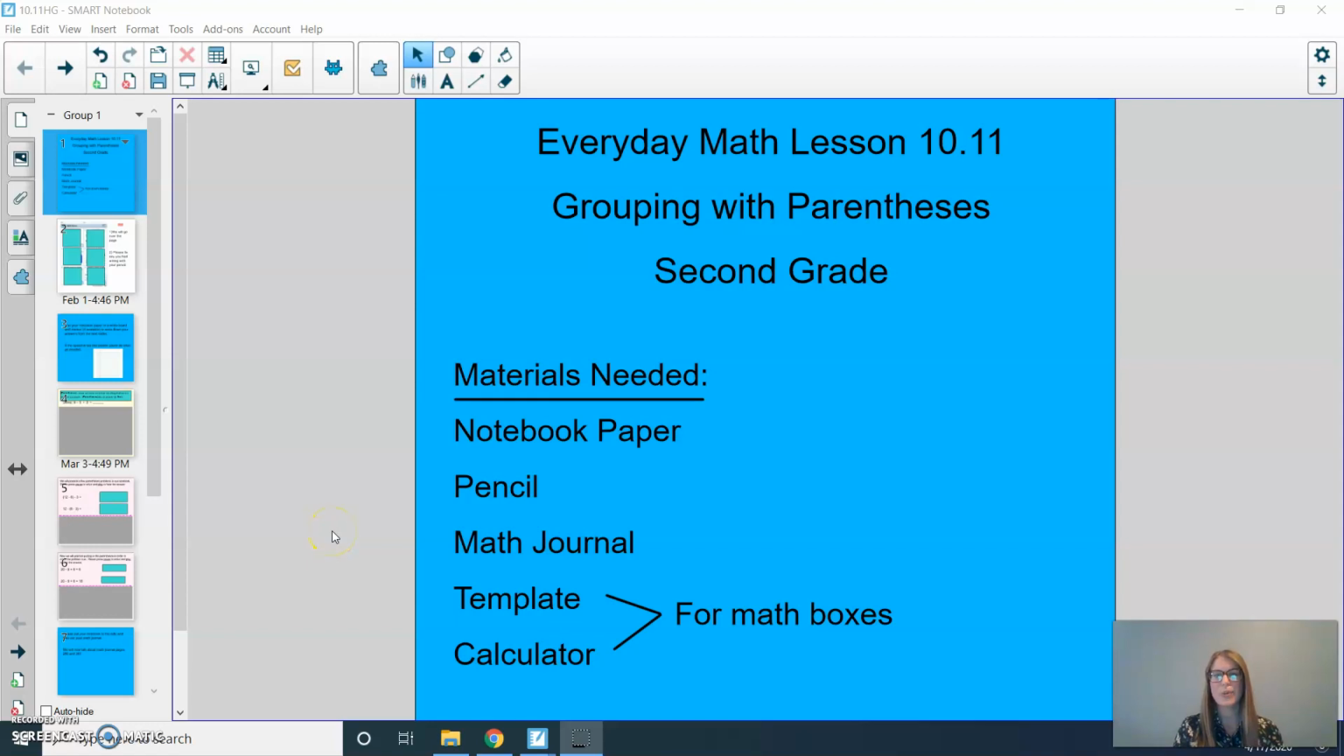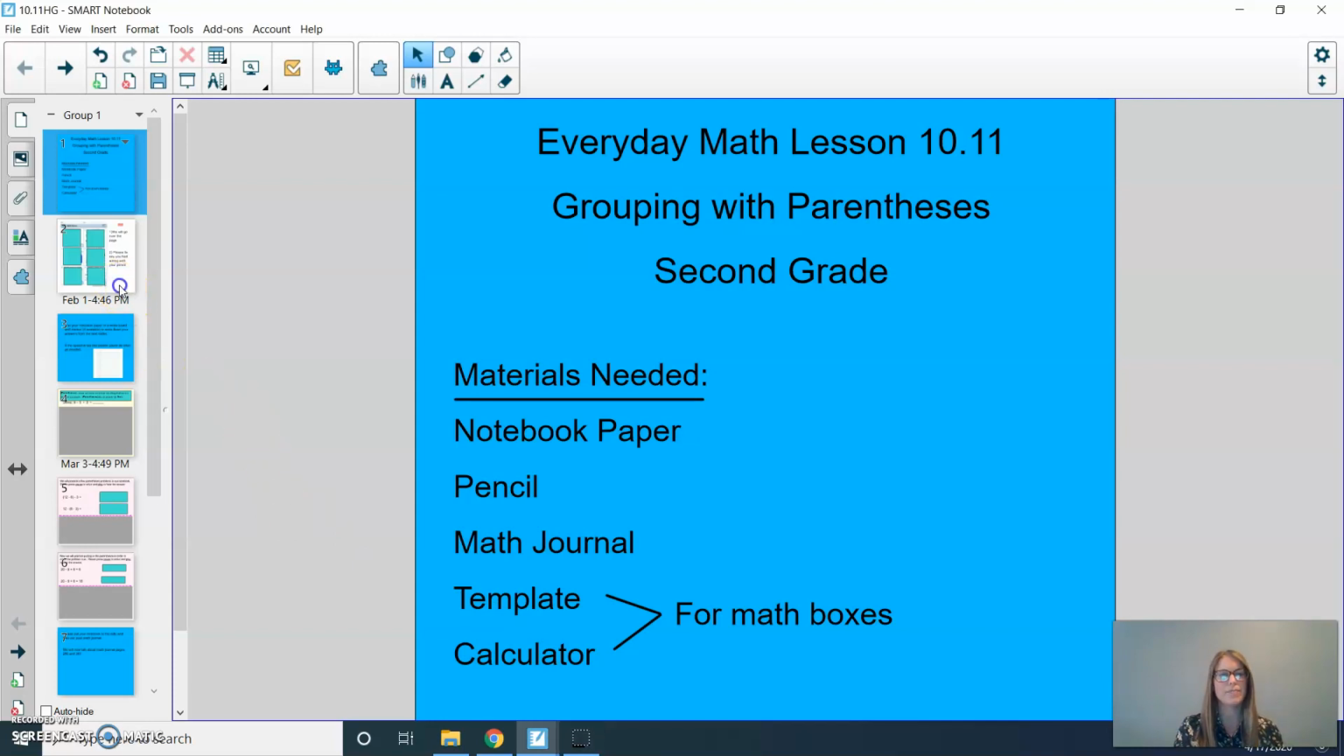Hi, second graders. Welcome to Everyday Math Lesson 10.11, Grouping with Parentheses. The materials that you'll need: notebook paper, pencil, math journal, and then just when we get to math boxes, you'll need your template and your calculator.